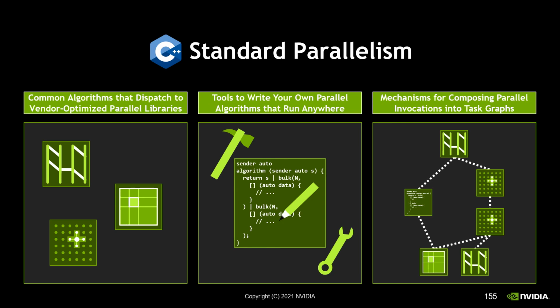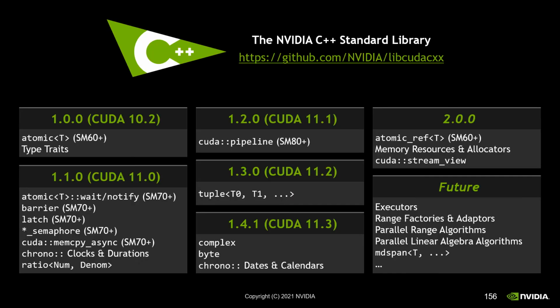That's our roadmap for C++ standard parallelism. We think it's a very compelling story for parallel programming. Write your code once using standard facilities and run it anywhere. That's all for today. The NVIDIA C++ Standard Library, a standard library for your entire system.